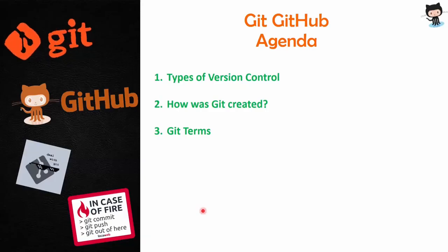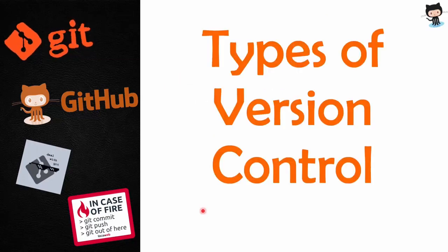So today our agenda is the types of version control, how Git was created, and some of the Git terms that are usually used. So let's get started. First, let us understand the types of version control.